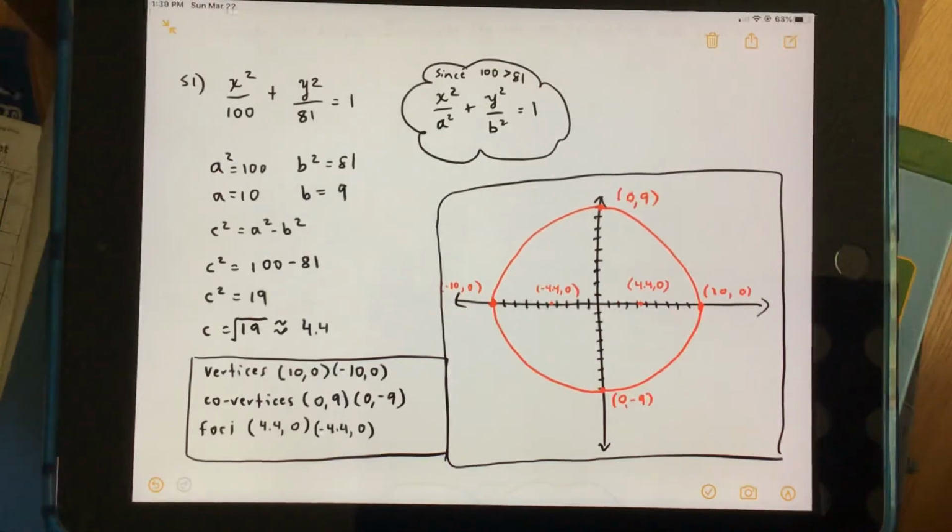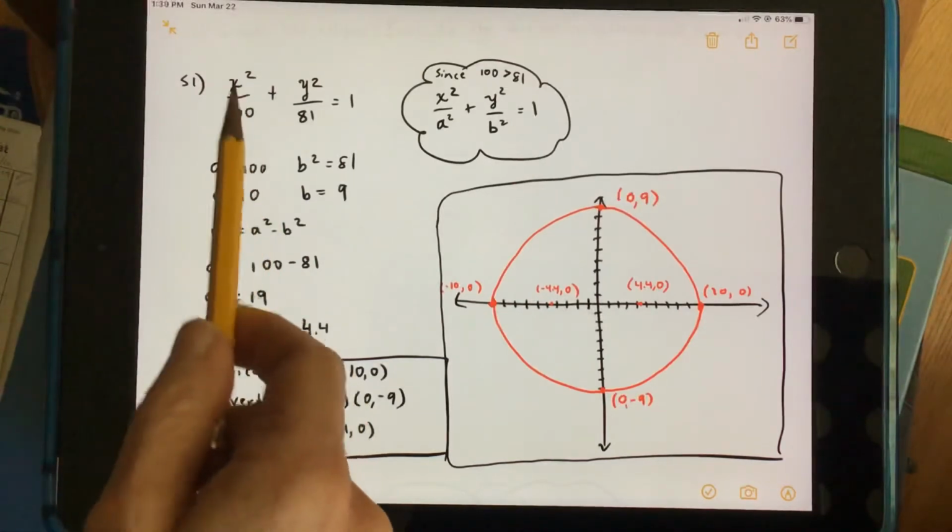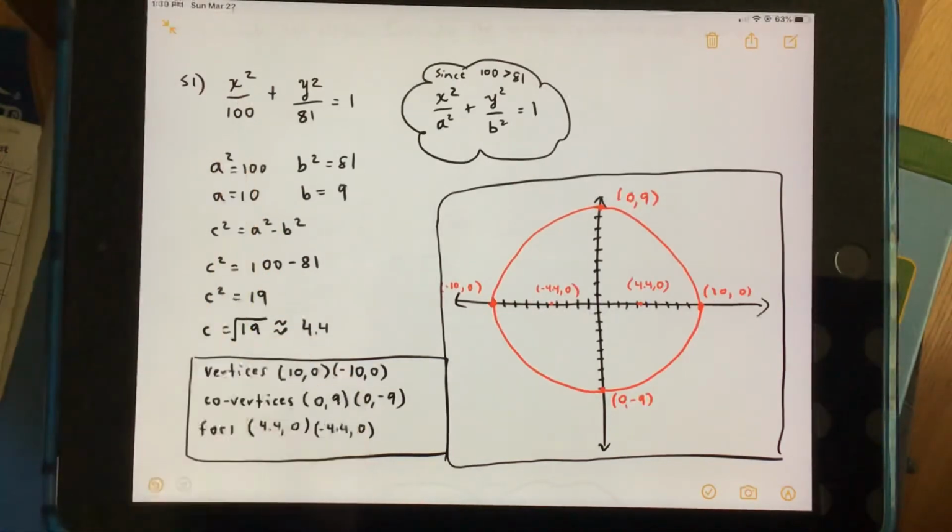Now I'm ready to start listing my vertices, covertices, and foci. I'm going to go ahead and write that down over here, and then I'm going to graph all that information in just a moment. Since my major axis on my ellipse is going to be on the x-axis, the larger number is underneath my x squared. That's how I know that my major axis will be the x-axis, the horizontal axis in this case.